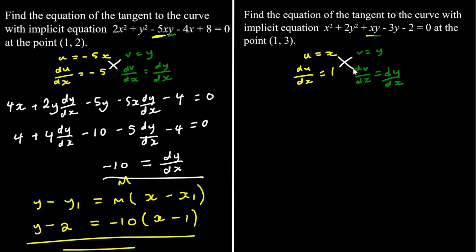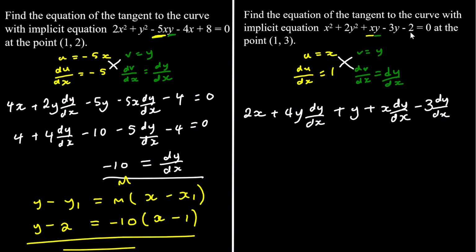So then differentiating the whole thing from left to right, x squared gives us 2x, 2y squared, differentiate it normally, so 4y, but then times dy/dx, so 4y dy/dx. Then I've got my product rule, so it's y plus x dy/dx, minus 3y, so differentiate it normally, and then times dy/dx. Minus 2's got no gradient, equals 0.